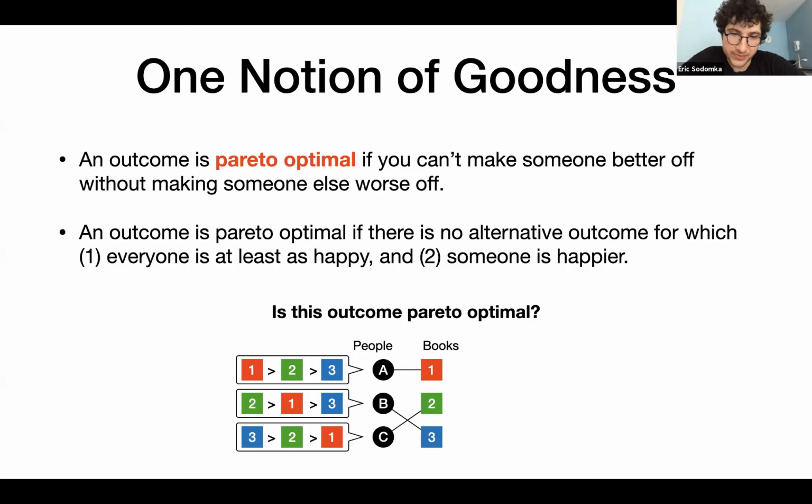All right, next example. We have a slightly different outcome. All that changed was now B is getting book 3 and C is getting book 2. So the question, for you to answer in the chat, is: is this outcome Pareto optimal?